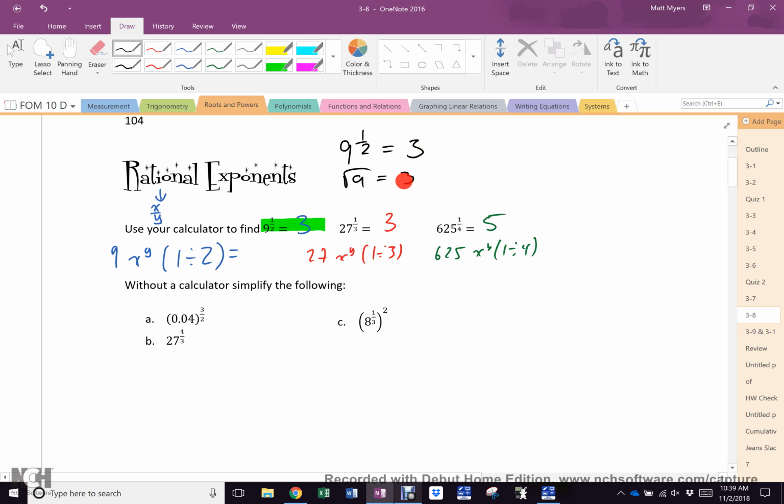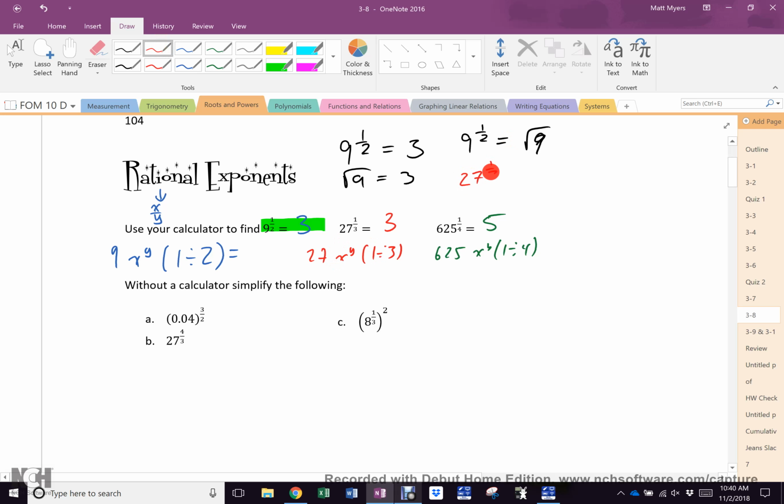Which means if 9 to the 1/2 equals 3 and square root of 9 equals 3, what do we know about 9 to the 1/2 and square root of 9? That the two are equal, right? Now, apply that logic to the red situation.